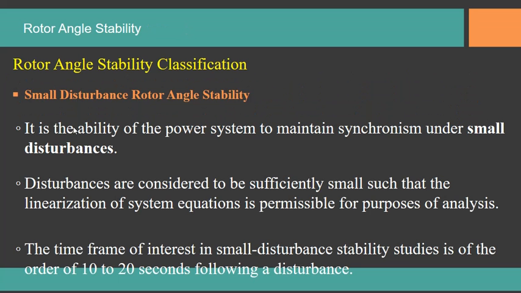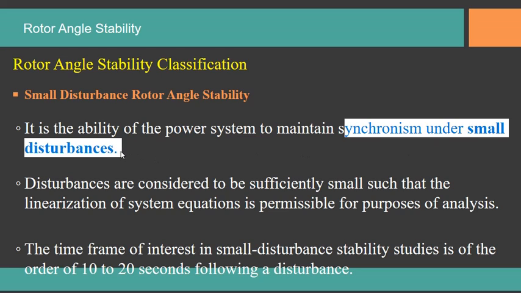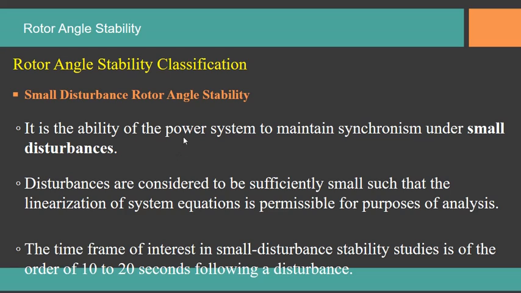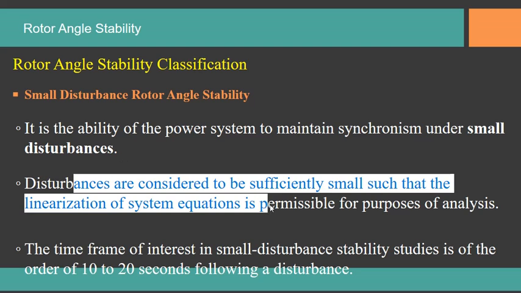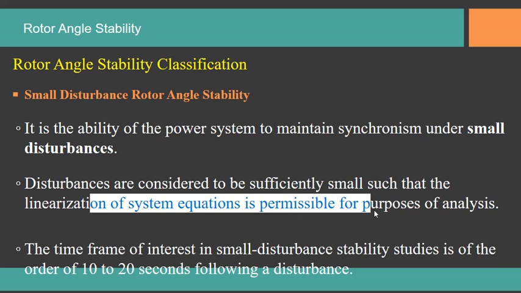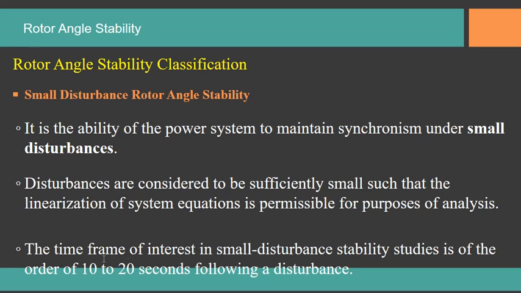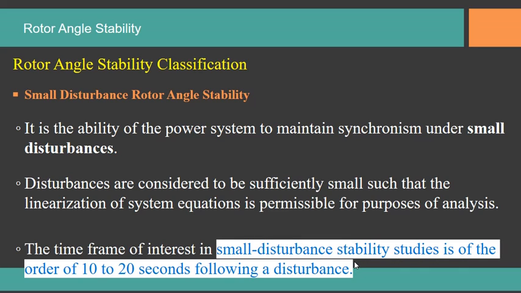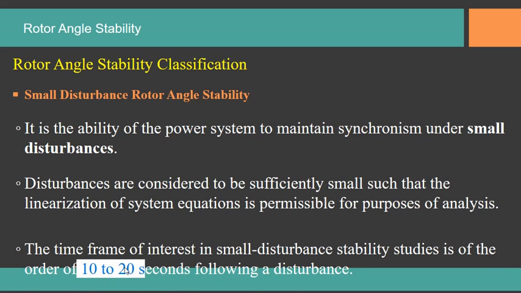Coming to the classification, small disturbance rotor angle stability. It is the ability of the power system to maintain synchronism under small disturbances, for very small disturbances. Disturbances are considered to be sufficiently small such that the linearization of system equations is permissible for purposes of analysis. The time frame of interest in small disturbance stability is of the order of 3 to 5 seconds following a disturbance. Sorry, it is not 10 to 20 seconds, it is 3 to 5 seconds.